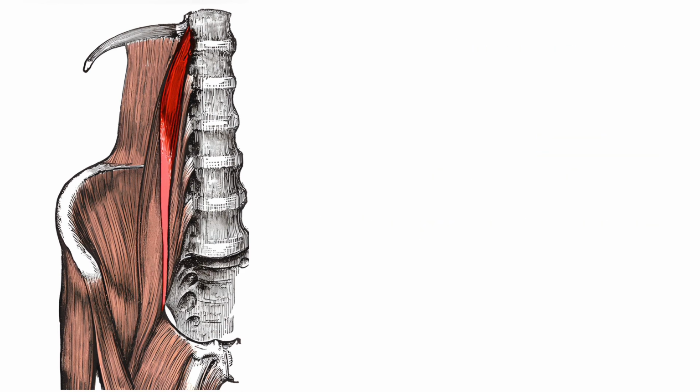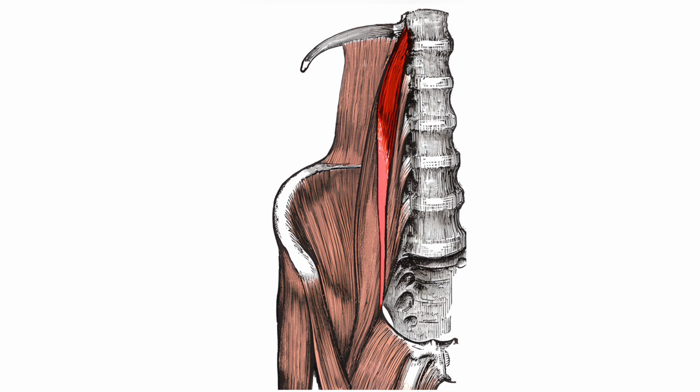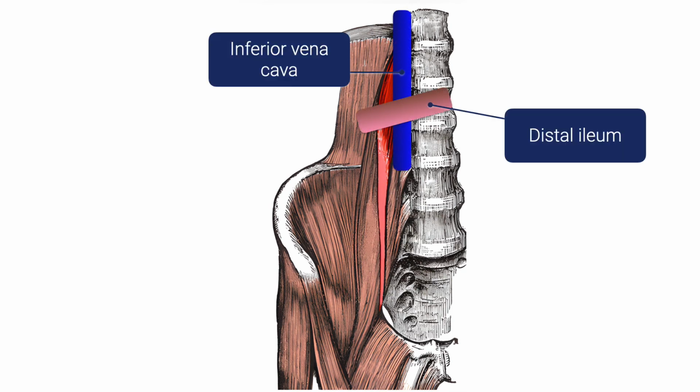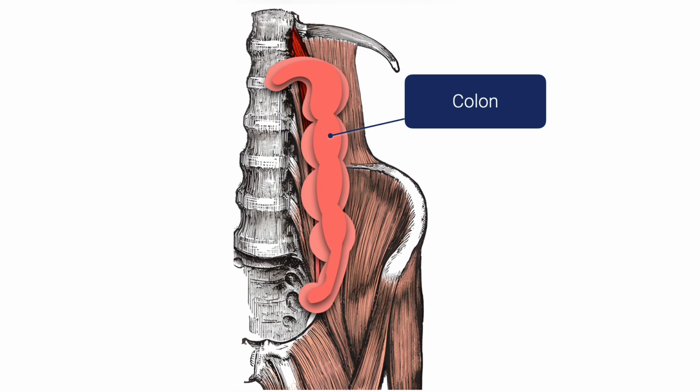Positioned directly anterior to the psoas major muscle, the psoas minor shares many of its anatomical relations. On the right side, the inferior vena cava and the distal end of the ilium can be found anterior to the muscle, while the left psoas minor is crossed anteriorly by the colon.